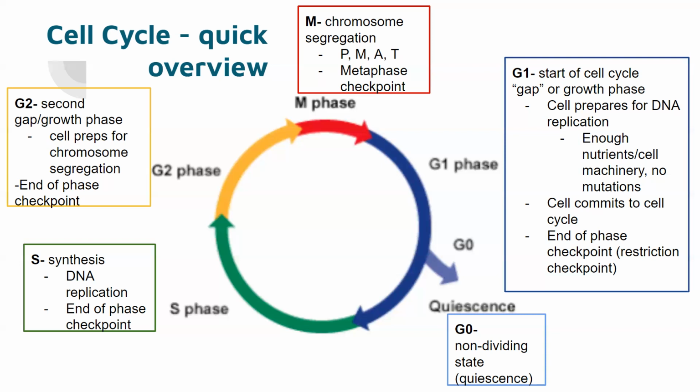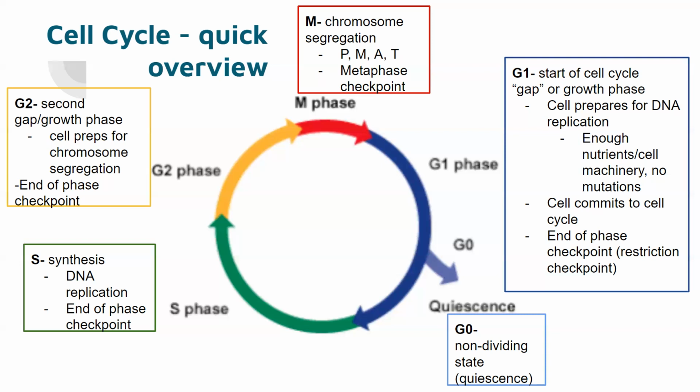In the case that the cell feels that it is not ready just yet to replicate and divide, before the restriction point it can go into G0, a non-dividing state. And so we move along to the part that we're focused on this week: S phase, G2, M phase.